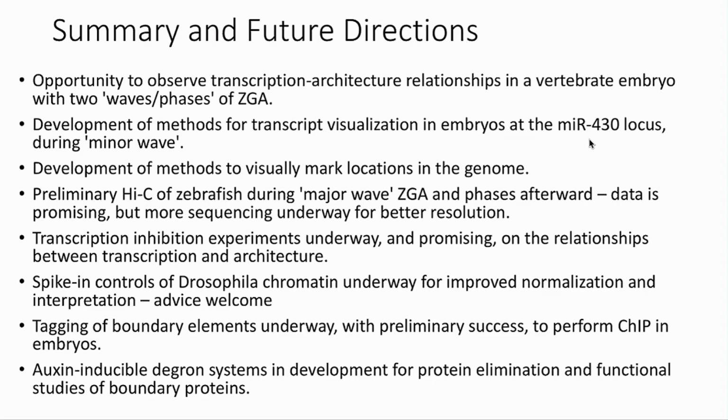So we have preliminary Hi-C work that we have to get more sequencing for, to really refine our understanding of the architectural aspects. We've piloted our transcription inhibition experiments, and we're very interested in this possible result that we have at miR-430 on its independence from transcription for forming a boundary element. We have spike-in controls because we would like to have confidence in both our positive and negative results, and internal controls are a great way to accomplish that. And so we welcome advice on that.